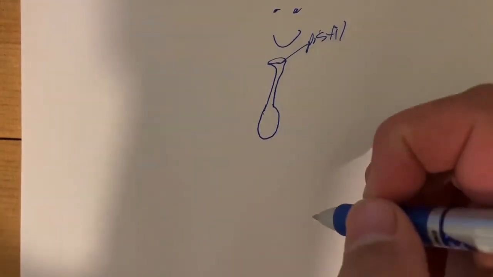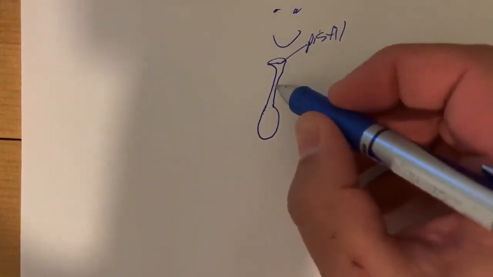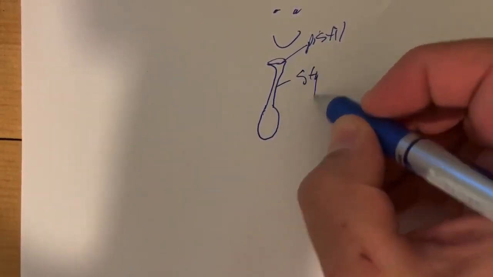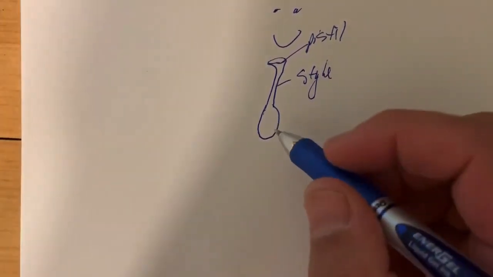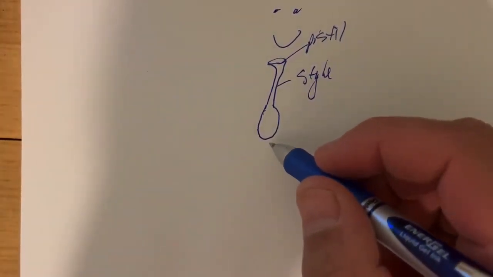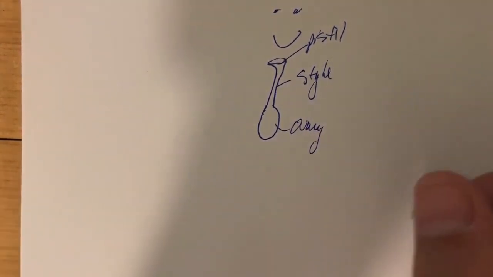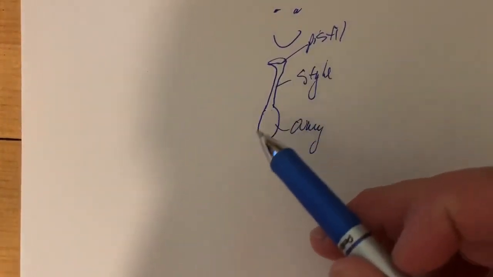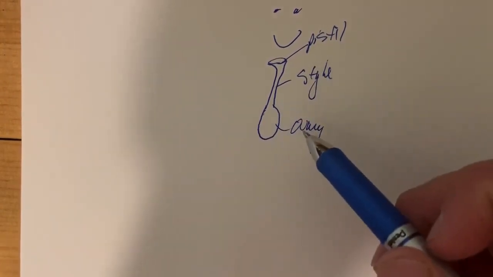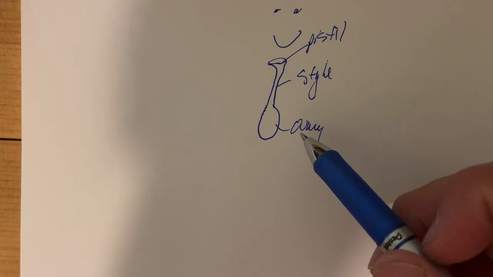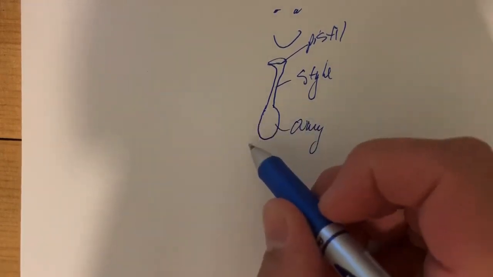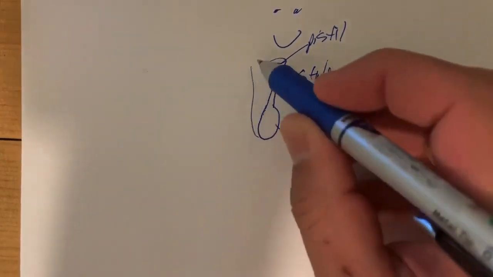Down here we have the ovary. This long tube-like structure is called the style. And down here is the ovary, right here at the bottom, right? So this is a single carpel or pistil. There's a lot of different ways that this thing can be arranged, which we'll talk about here in a little bit. But first, let's talk about the male parts.